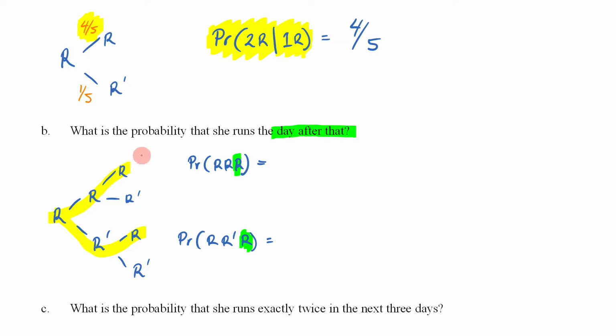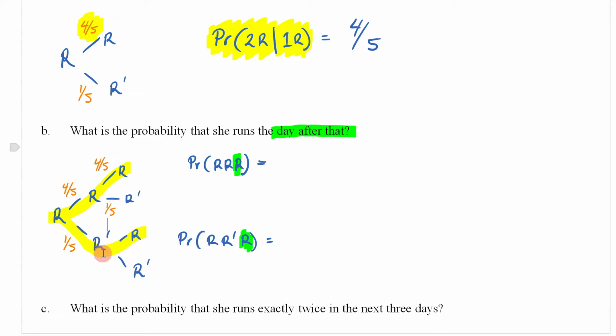So now we just consider our probabilities. Remember, if she runs the first day, the probability that she runs the next day is 4 on 5. The probability she doesn't is 1 on 5. And then, of course, the same logic would apply here. If she runs on this day, the probability she runs the next day will be 4 on 5, and the probability she doesn't will be 1 on 5.